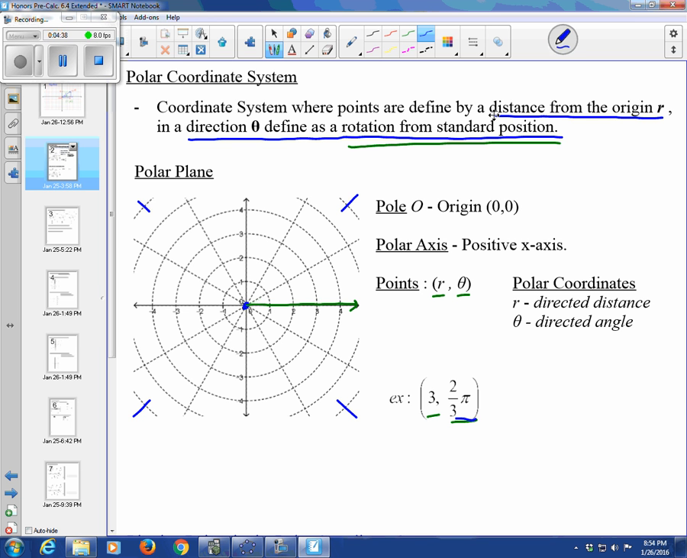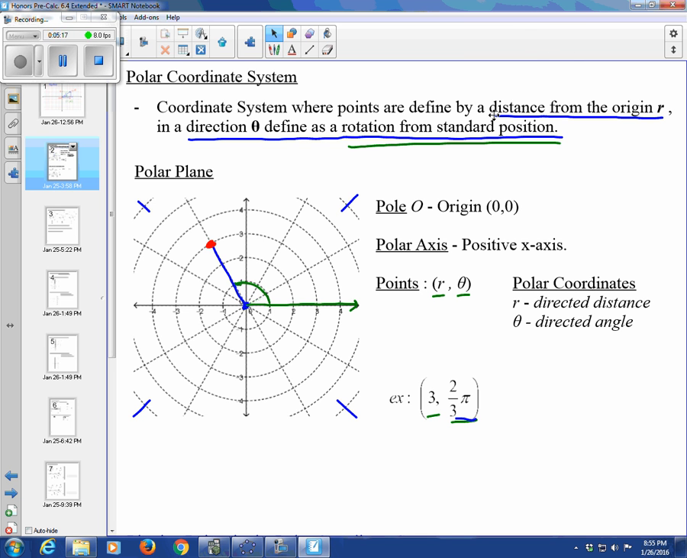If we're defining this point, we would first rotate 2/3 pi and say that's the direction the point is in, and then we would travel 3 units in that direction to get to the point. What we're talking about is increments of radius, or maybe units of radius. So we would say 1 unit of radius, 2 units of radius, 3 units of radius takes us to our point, 2/3 pi, right? And that's how we would get to that point.